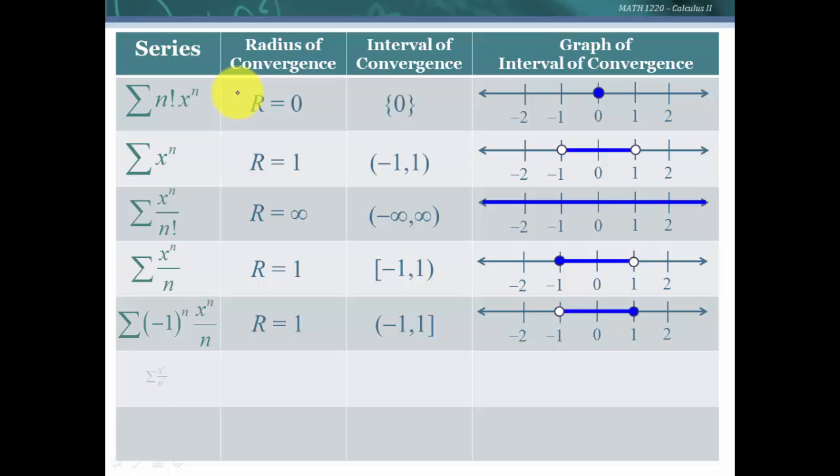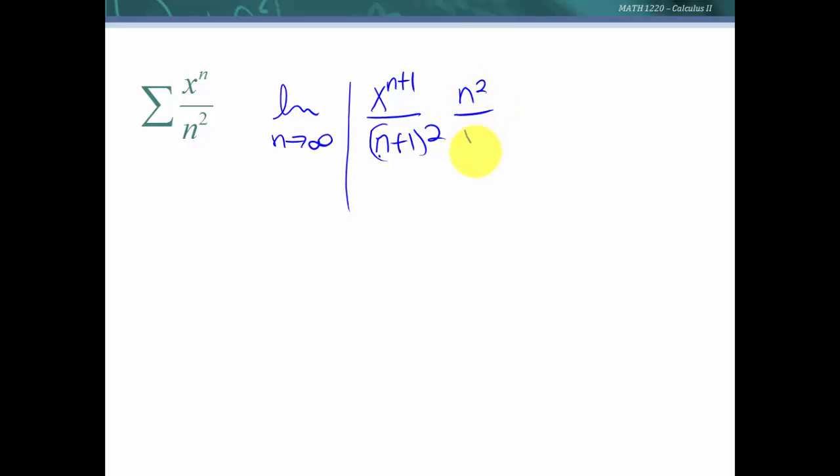Okay, let's go ahead and look at another one. Here we have a series, and we're going to apply the ratio test so we can determine convergence. So we have the limit as n goes to infinity of the absolute value of x^(n+1) over (n+1)^2, and again taking that over the nth term, so we'll multiply by the reciprocal of the nth term here.